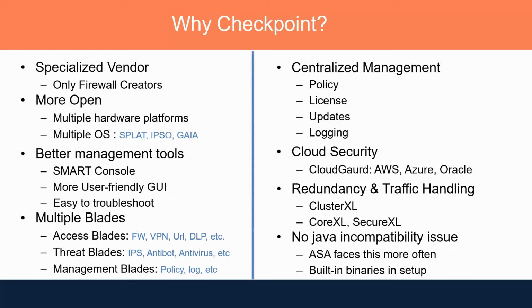Then we have redundancy. If we talk about redundancy and traffic handling, Checkpoint provides both. Using ClusterXL, you can deploy a firewall in HA mode, high availability mode, which is going to provide you redundancy. And using CoreXL and SecureXL, it has the capability to handle and accelerate the traffic. These two features, CoreXL and SecureXL, are what we use to accelerate the traffic, handle the traffic, and distribute the traffic across different cores of the CPU.